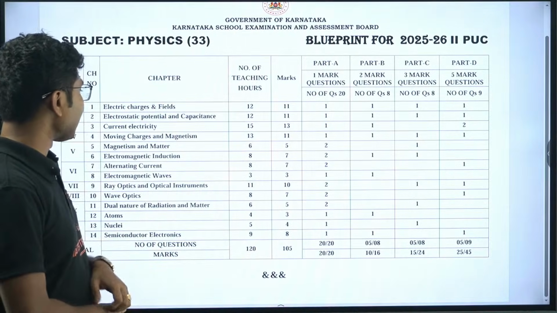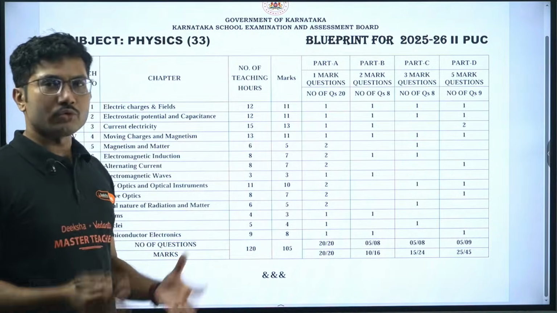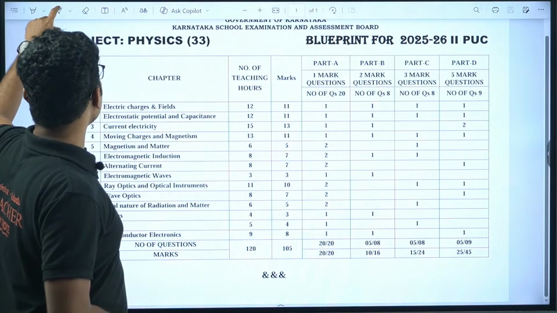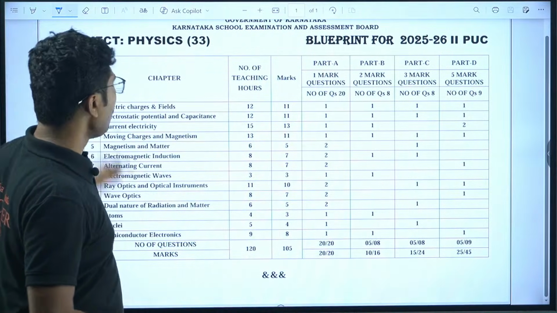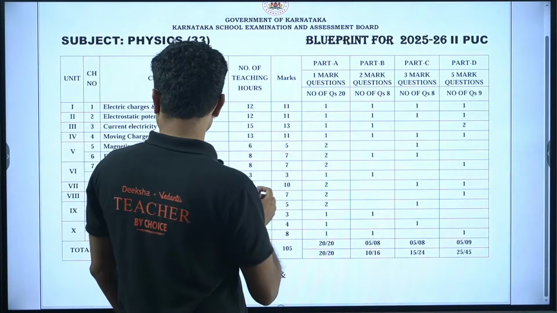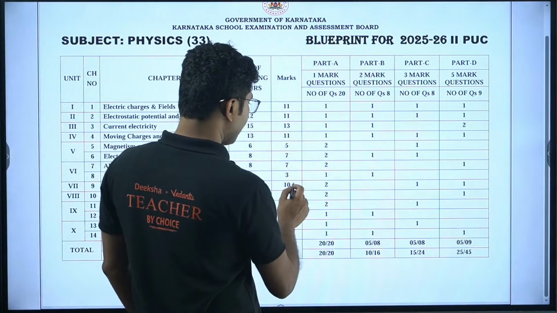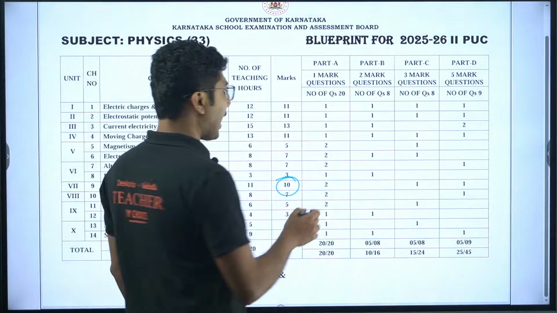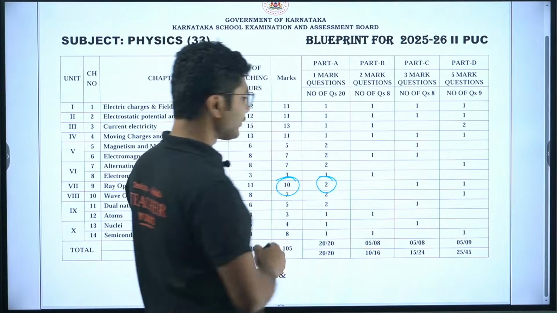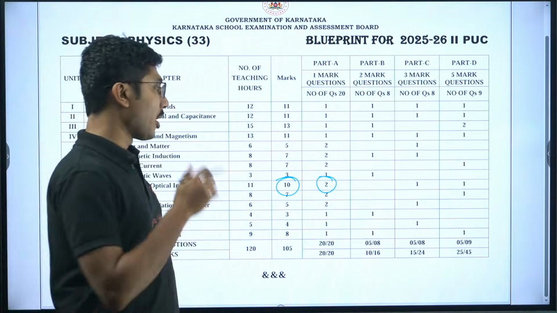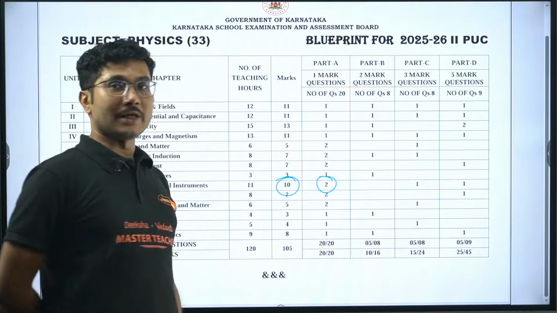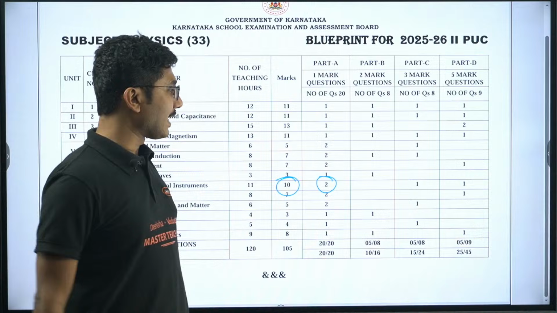Now, ray optics and optical instruments is one of the most important chapters, and in this chapter you will get not only one but two questions as objective. The total marks allotted to this chapter is 10, and you will get two objective type questions. Most probably one of them will be an MCQ, another will be a fill in the blanks. Now, the exact breakup is not available.